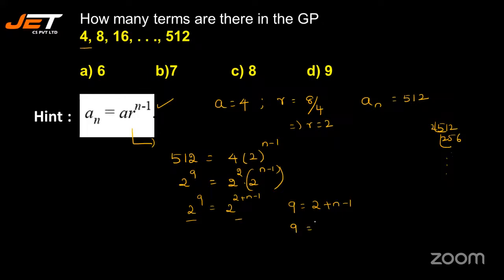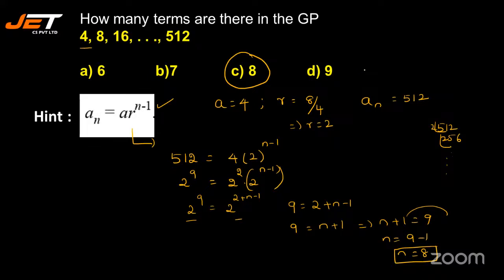So that is 9 is equal to 2 minus 1 is 1. So n plus 1 is 9. When this 1 goes to the other side, it becomes 9 minus 1, which is n is equal to 8. So your answer must be 8.